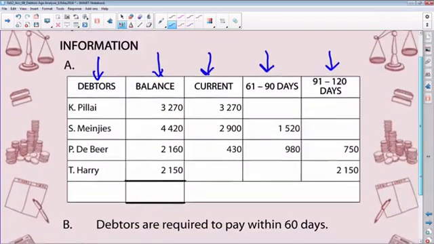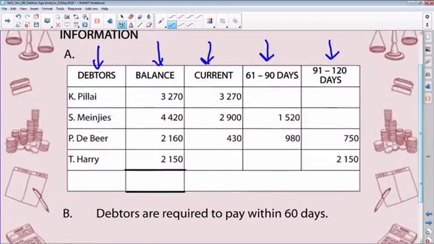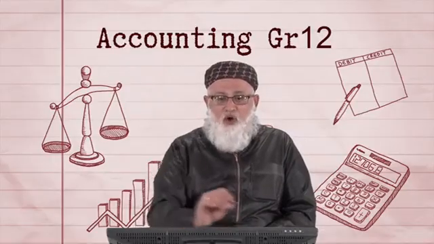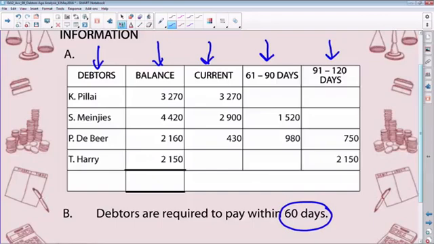Okay, now watch this here. Your debtors are required to pay you within 60 days. What do we refer to this as? The terms. The credit terms. Now, remember we want to find out which debtor is not overdue. Looking at the information, if you look at KPLA, you find that the balance is 3,270 and the current debt is 3,270 and nothing beyond that.